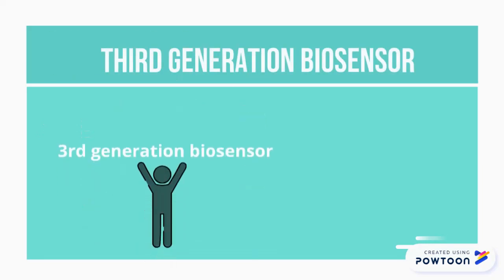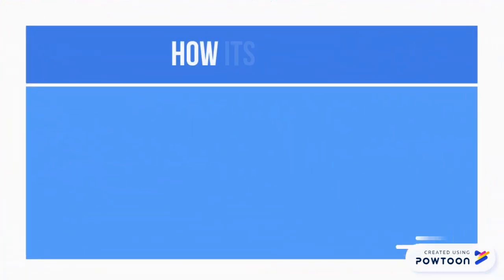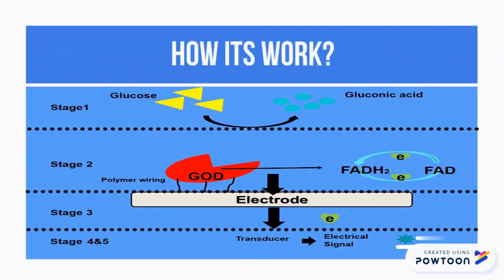The third generation biosensor is an improvement of the second generation biosensor. In this generation, redox mediators are not used. This generation involves the direct electron transfer between the active site of the enzyme and the electrode. So how does it work? The whole reaction process can be divided into 5 main stages.